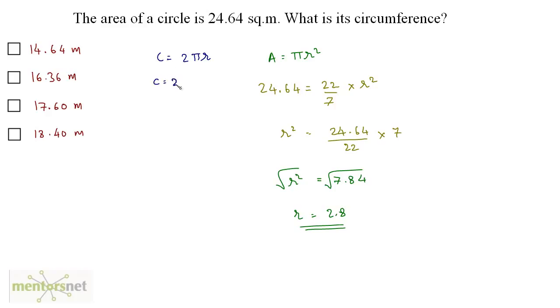So circumference is equal to 2 into pi, which is 22 by 7, times r, which is 2.8, right? Now 7 times 0.4 is equal to 2.8. So you have 0.4 times 2, that's 0.8 times 22. So this is 17.6 meters. So that's the circumference. So option C is the correct answer.